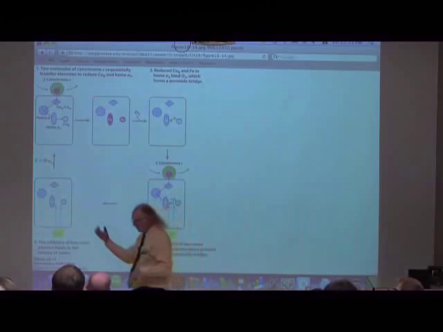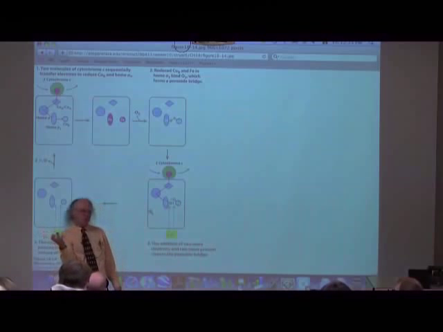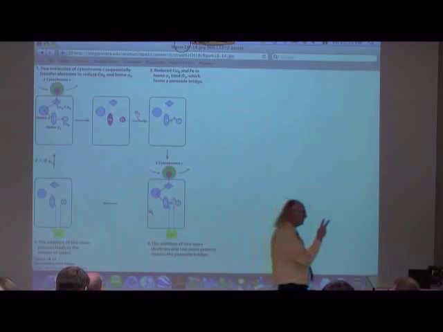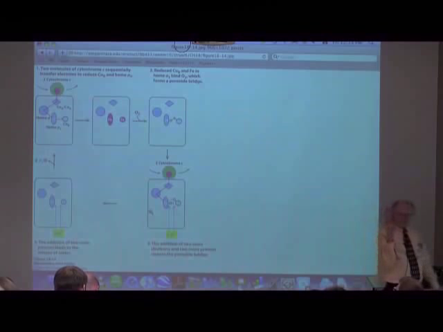So remember, we're starting with molecular oxygen. That's an O2. At the end of this, we're going to make two H2Os. That means we're going to have to get four protons, and it means we're going to have to get four electrons. Each cytochrome C carries one electron. That means we're going to have to get four cytochrome Cs, and that's why you see two here and two here.